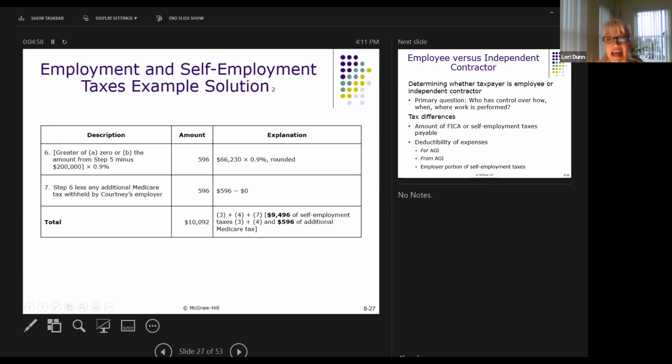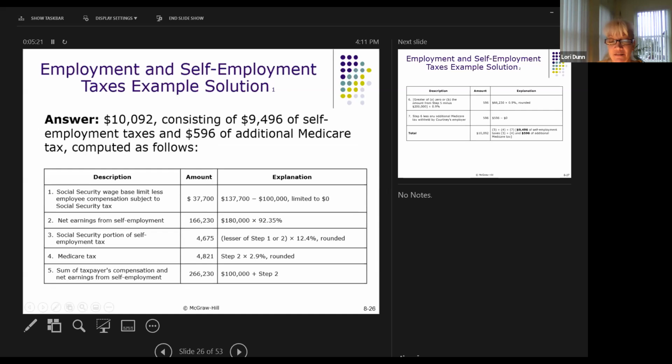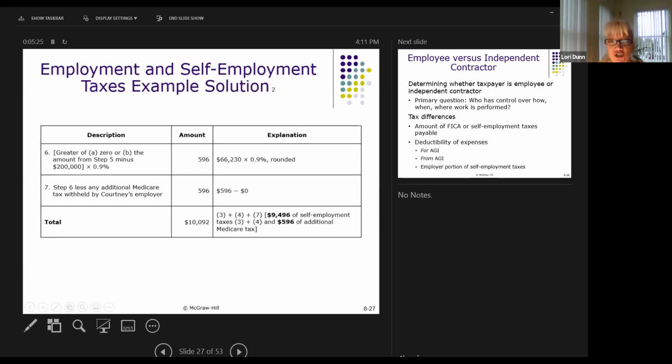If she had any excess additional Medicare tax taken out of her pay by her job, which she didn't, but if she did, she would subtract that amount, and that would be the additional Medicare tax she would add to her self-employment tax. So what's our total self-employment tax? Go back here. It'll be the $46.75 plus the $48.21 plus this additional Medicare tax, or $10,092.